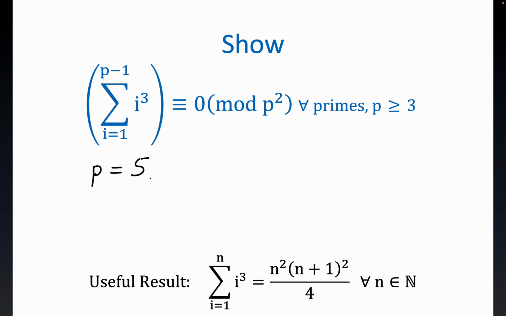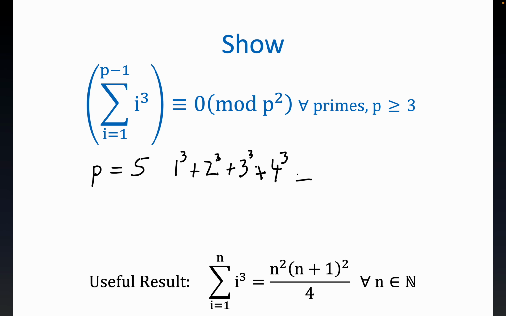So for p equals 5, we're actually going to be summing up 1 cubed plus 2 cubed. Now notice that p minus 1 is 4 here, so we're going to run all the way out to 4 cubed. Okay, folks, this reads 1 cubed plus 2 cubed plus 3 cubed plus 4 cubed.